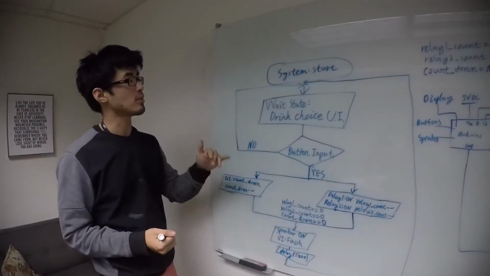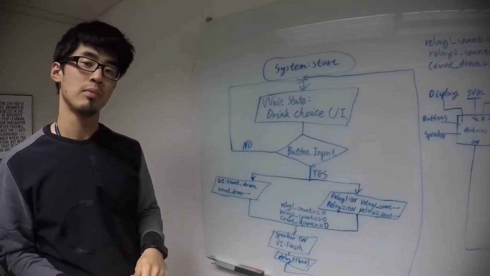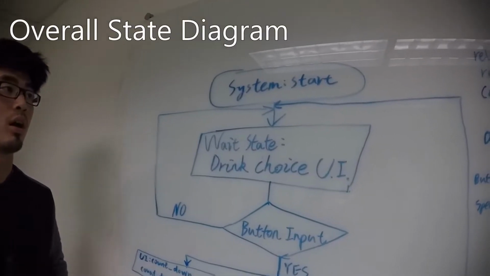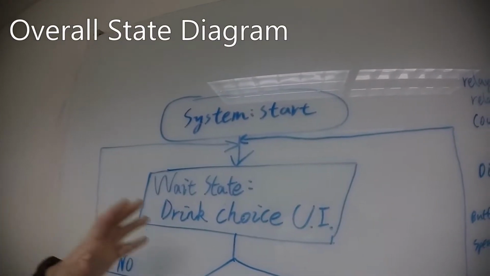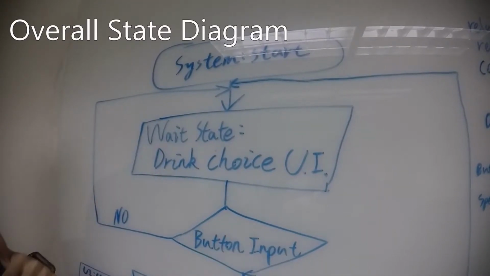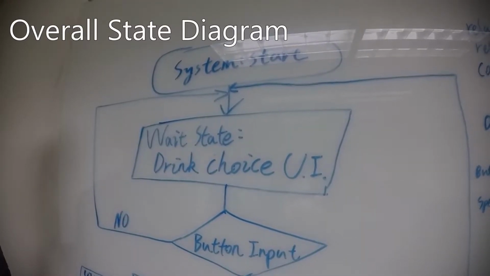Hi, so this is the state diagram of the robotic bartender. First, once you plug in the power, it will start the whole system, and then it will go directly into the wait state. It will prompt in the display, waiting for the user to choose what drinks they want.